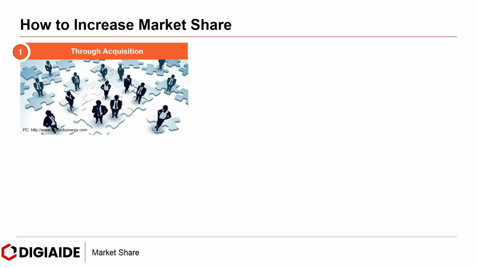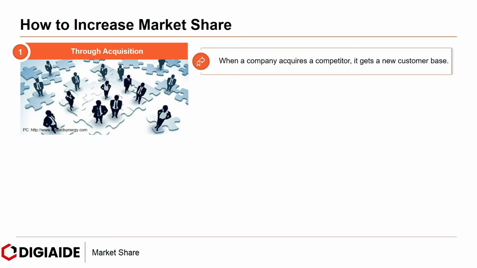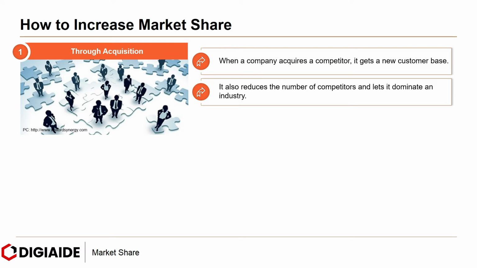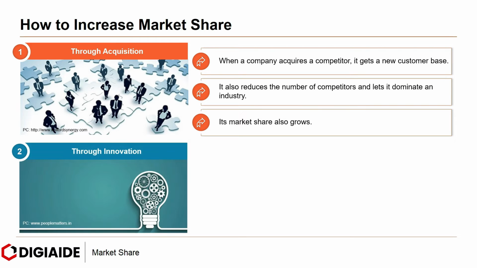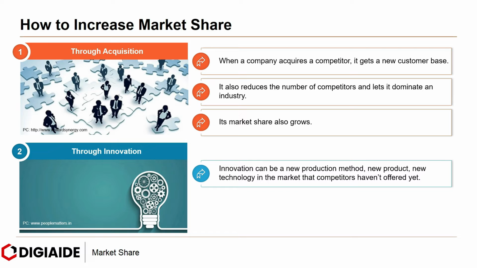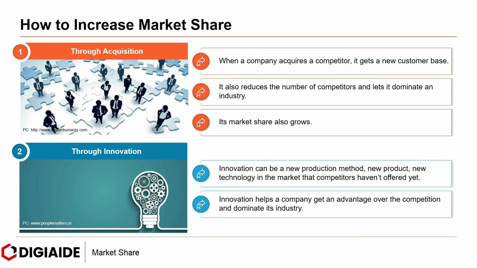First, the obvious, through acquisition. When a company acquires a competitor, it gets a new customer base. It also reduces the number of competitors and lets it dominate an industry. Its market share obviously grows. Next, through innovation. Innovation can be a new production method, new product, or new technology in the market that competitors haven't offered yet. Innovation helps a company get an advantage over the competition and dominate its industry.